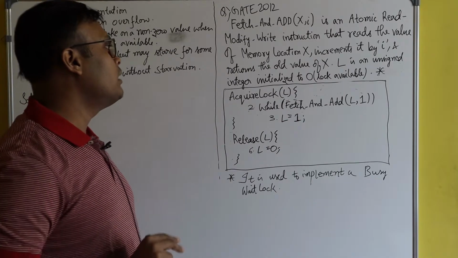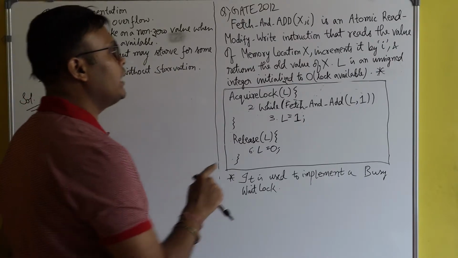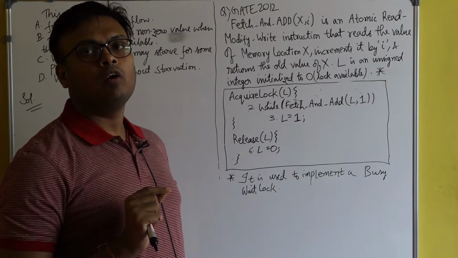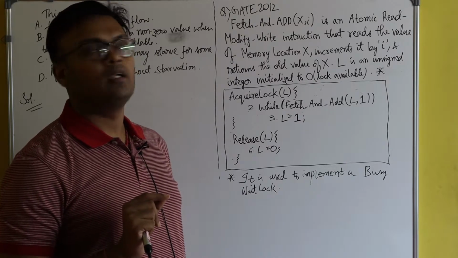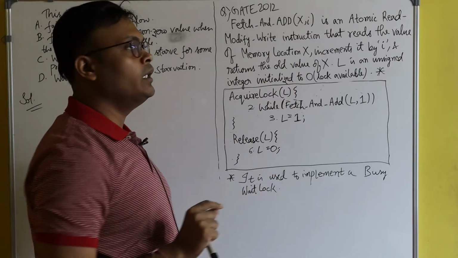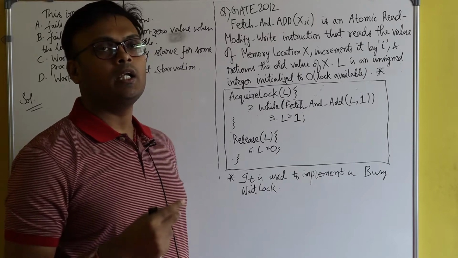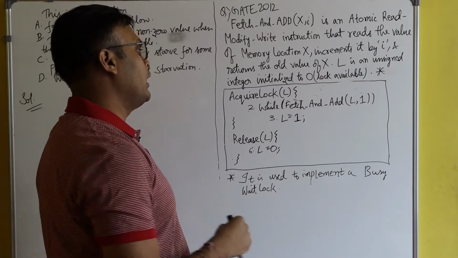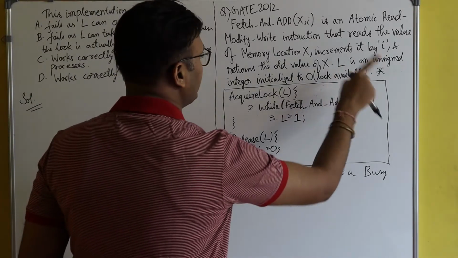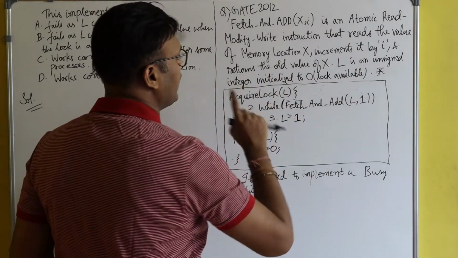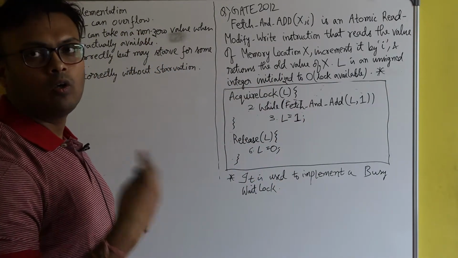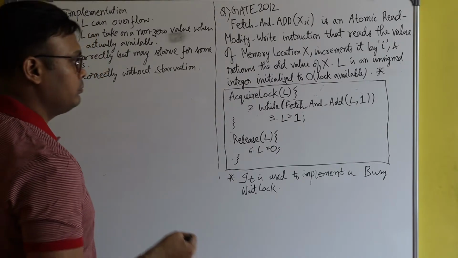Here the same thing is happening. The only difference is that in the case of test and set instruction, the new value of lock was set as 1, but here the new value of the lock is getting incremented by i, and here i is 1. Don't worry, I will explain. L is an unsigned integer initialized to 0. 0 means the lock is available, and non-zero means the lock is not available.